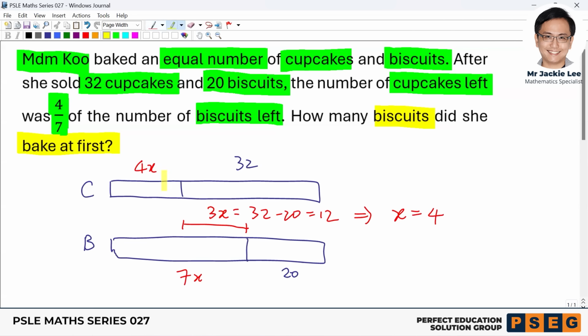So the question is asking, how many biscuits should there be at first? So which is these two added together. So therefore the answer will be, when these two are added together, 7 times 4 plus 20. 28 plus 20, answer is 48.